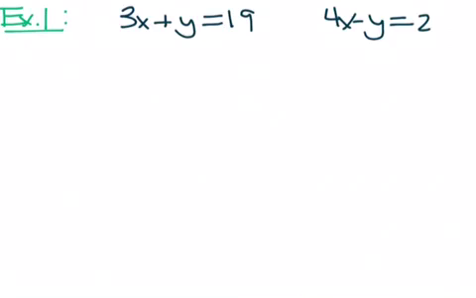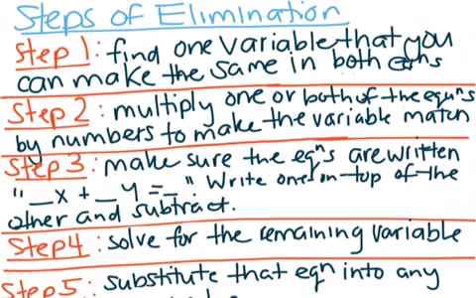I'm going to show you a third and final method. When I first learned it, I didn't like this method, and now I find that it's the fastest, easiest way to find the point of intersection. So let's go through step number 1. We've got our two equations of a line. Step number 1 says find one variable that you can make the same in both equations.